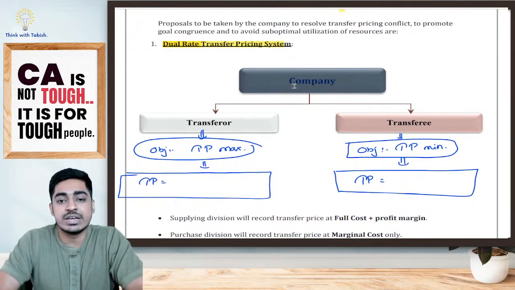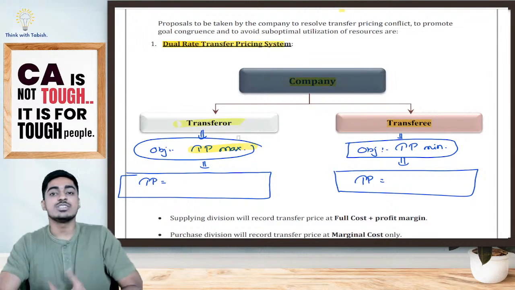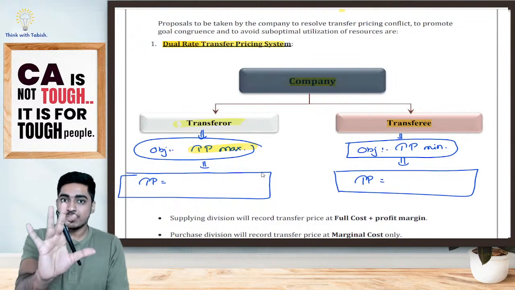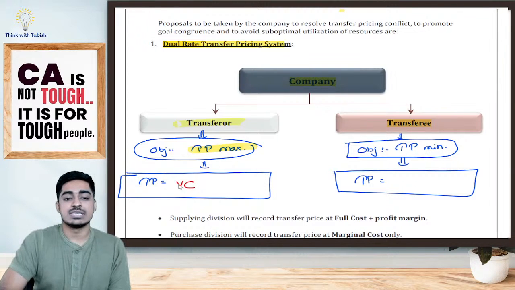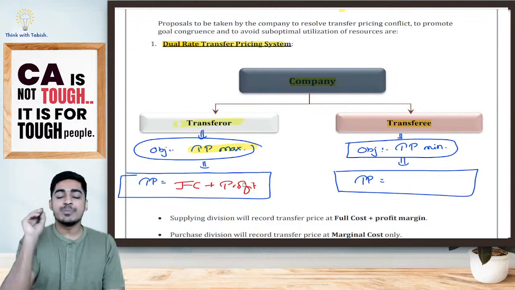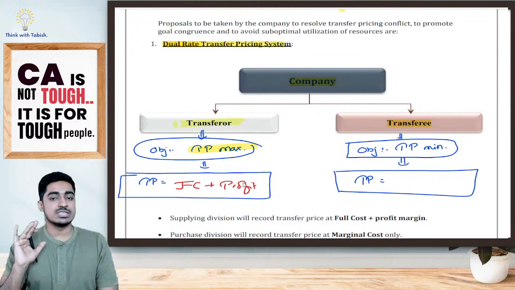What is happening in the dual rate transfer pricing system? We have a company, we have a transferor, we have a transferee. What does the transferor want? He wants the transfer price to be maximum. The transferor is saying, I want the maximum transfer price. So we'll give you the maximum transfer price. What will your transfer price be? Whatever full cost you have incurred plus profit, we will give you. You're happy? Yes, you have recovered your full cost and you've earned profit also. Yes, he's telling, I'm happy.